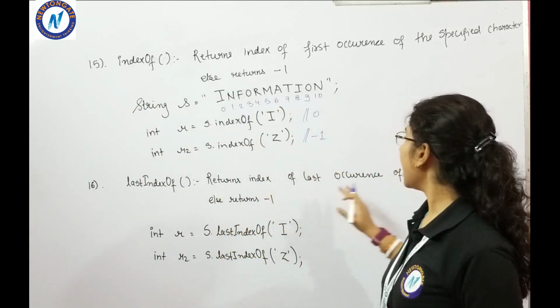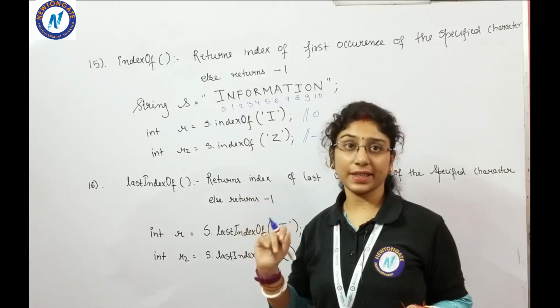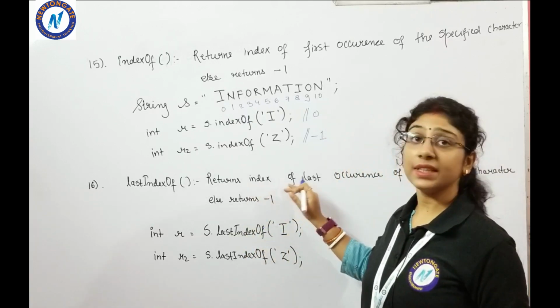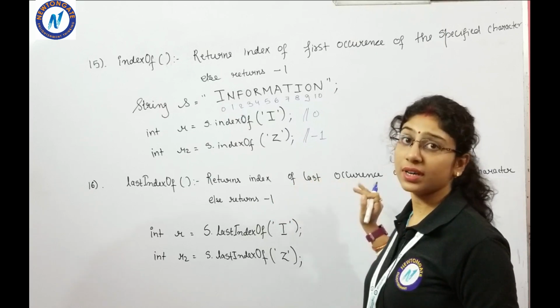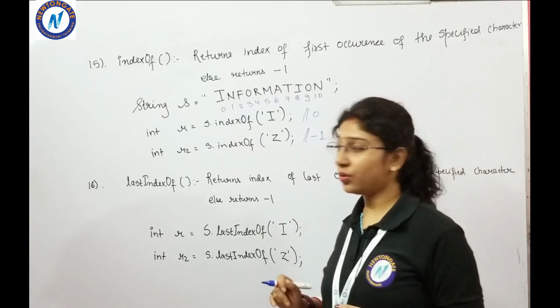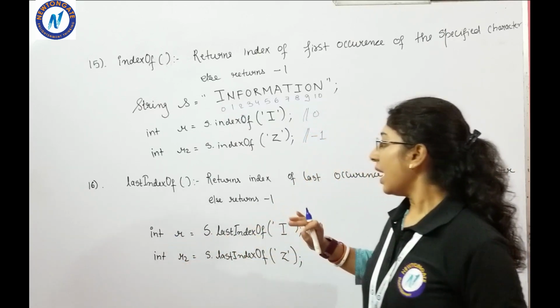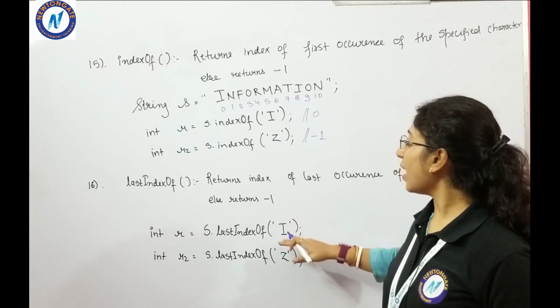Next is lastIndexOf, which is just the opposite of your indexOf. It will return the last occurrence of the specified character. Okay, meaning it will return the index position of the last occurrence of the specified character. So here you can see I have given s.lastIndexOf("I").